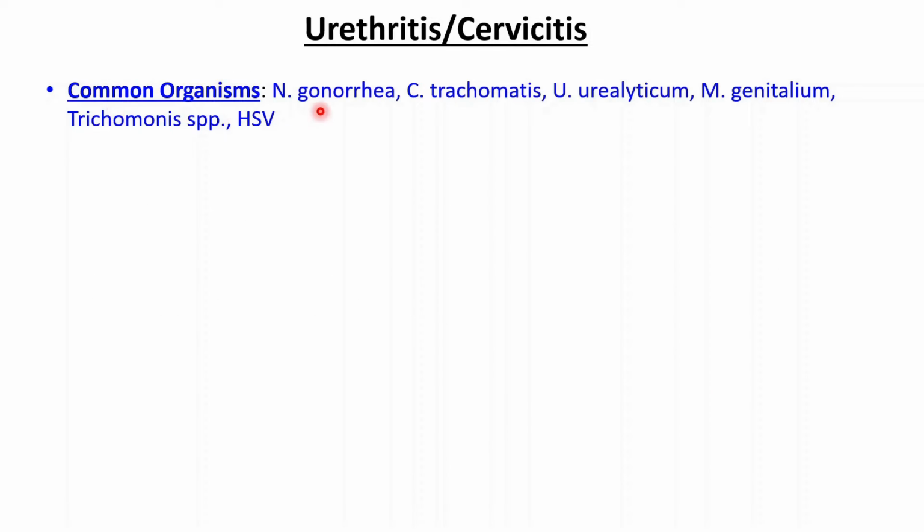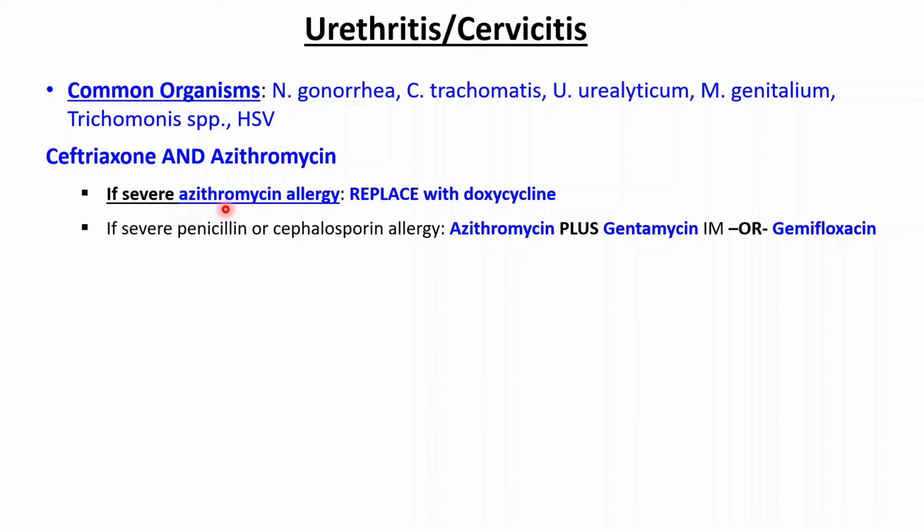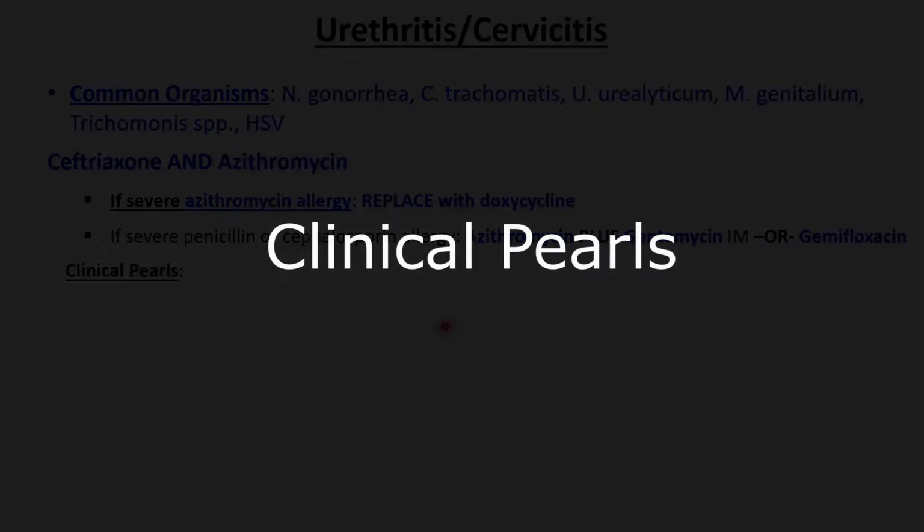Common organisms include Neisseria gonorrhoeae, C. trachomatis, U. urealyticum, M. genitalium, Trichomonas species, and herpes simplex virus. Drugs used in this instance include ceftriaxone and azithromycin. If your patients have an azithromycin allergy, replace with doxycycline. If there's a severe penicillin or cephalosporin allergy, azithromycin plus gentamicin intramuscular or gemifloxacin.